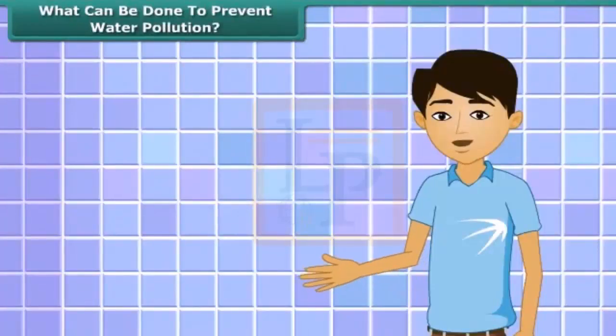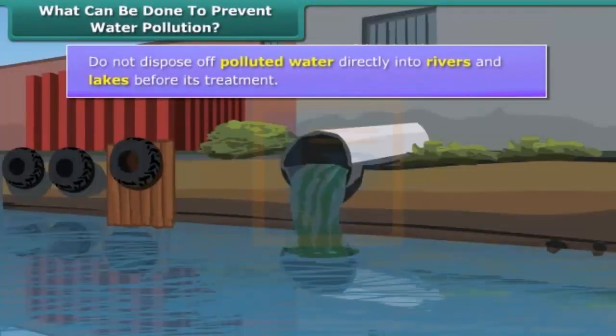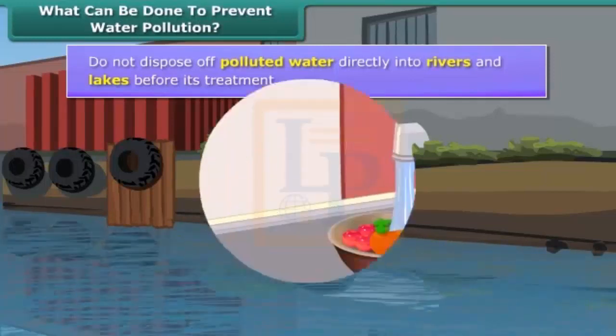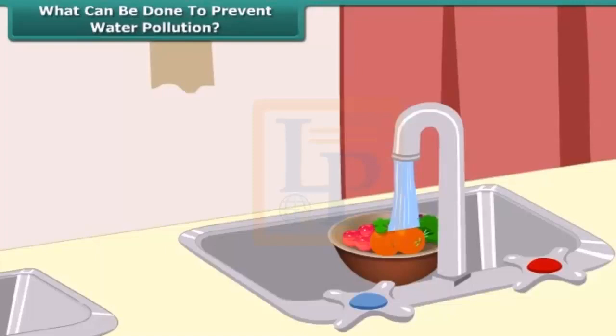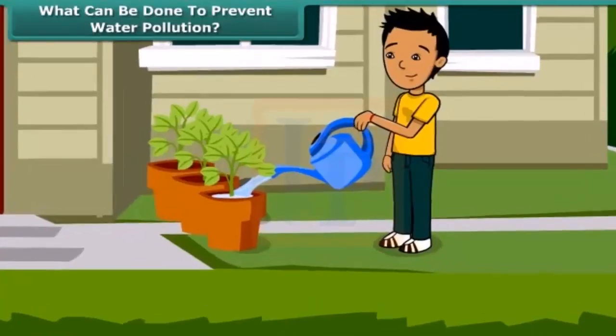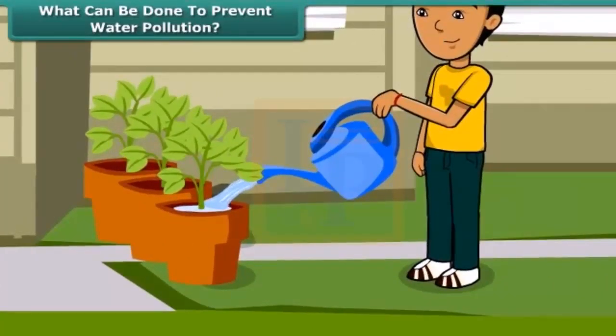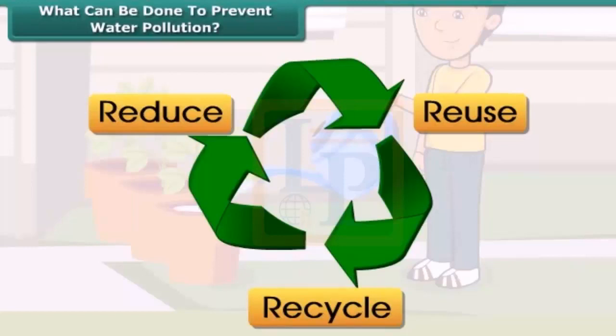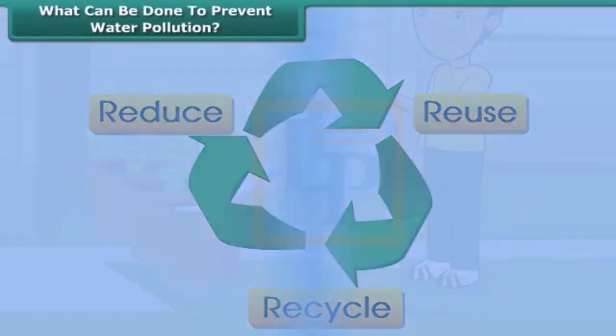Students, you need to help to control water pollution. These are some simple ways. Do not dispose of polluted water directly into rivers and lakes before its treatment. Reuse water that is used for washing vegetables for watering the plants in the garden. Reduce, reuse and recycle should be our mantra to control water pollution.